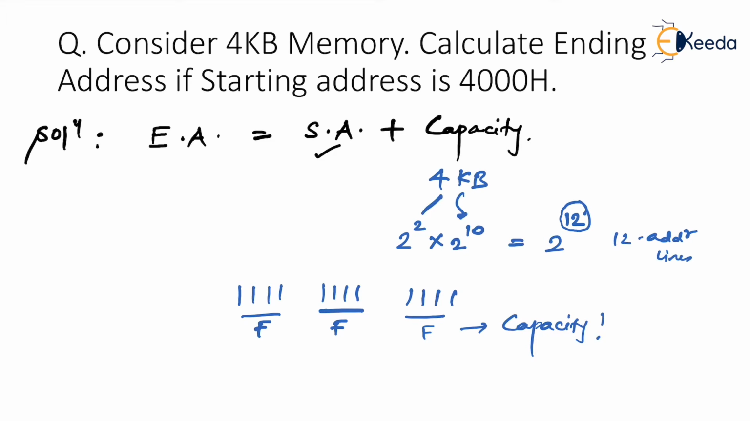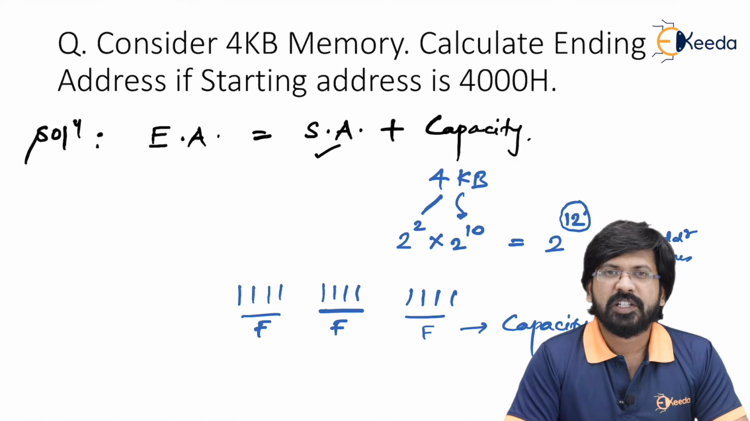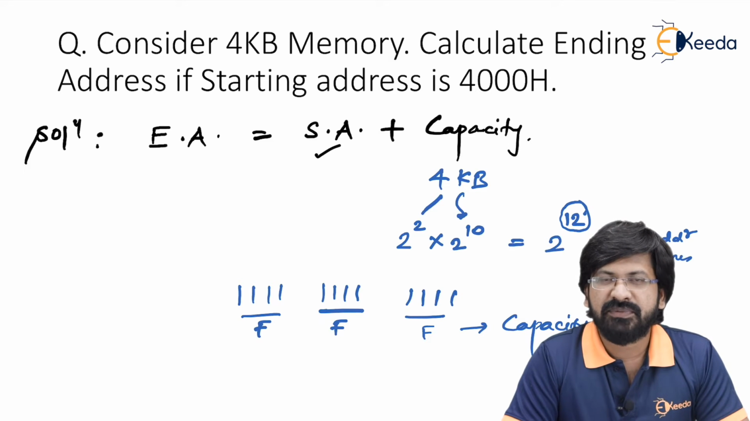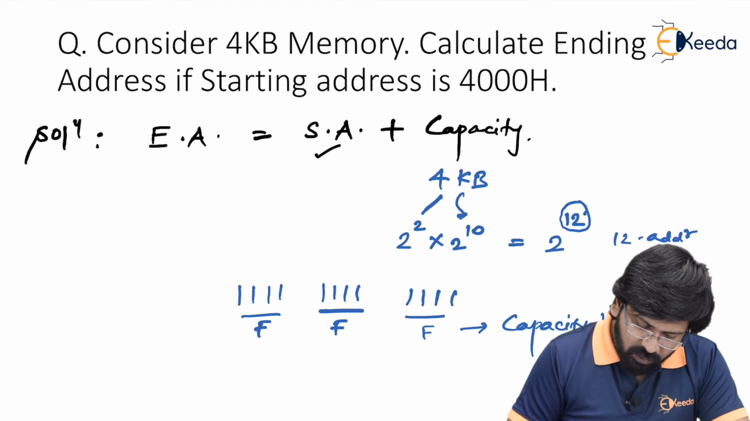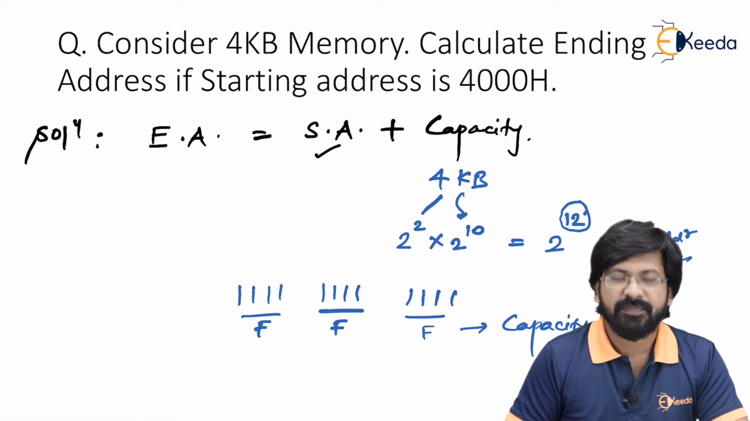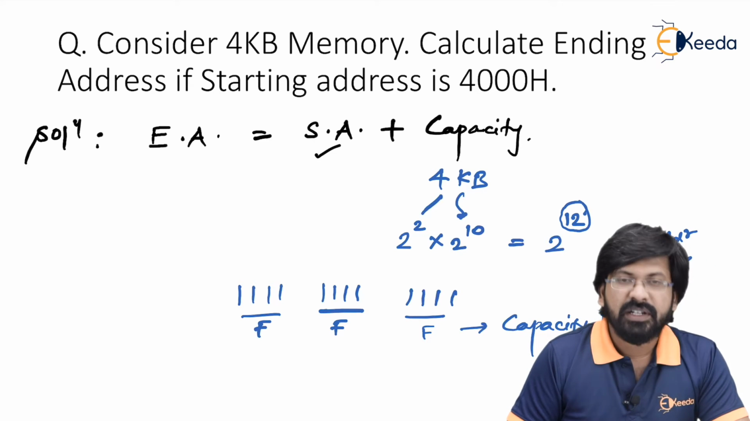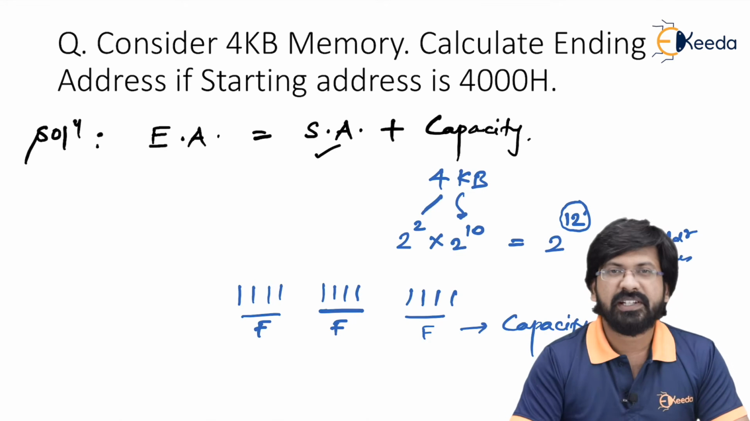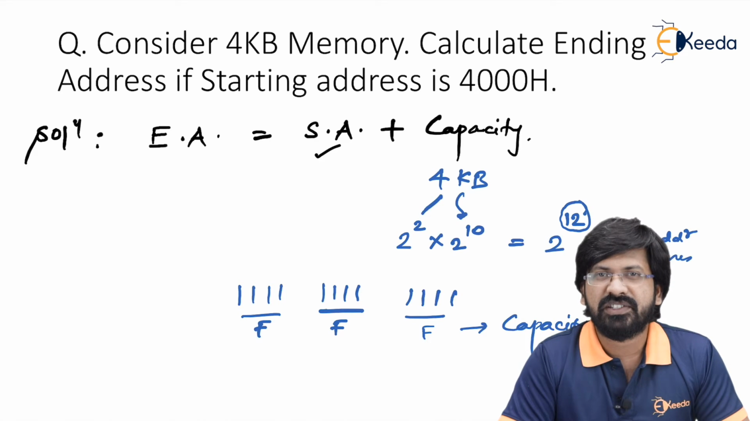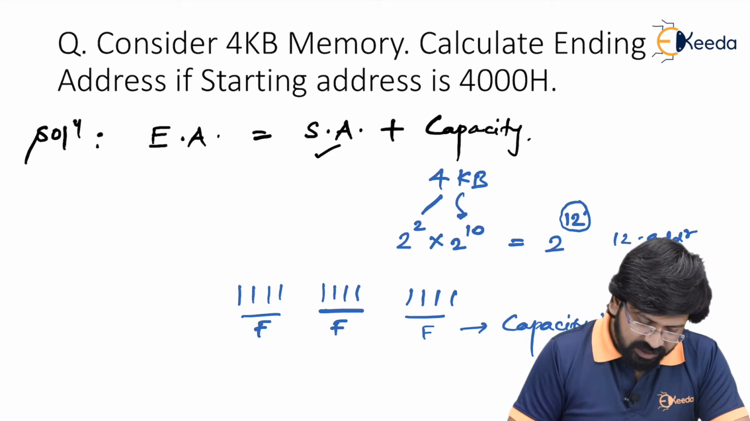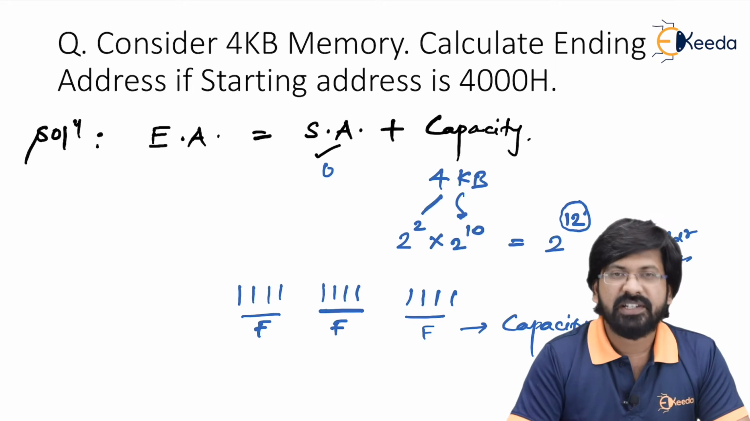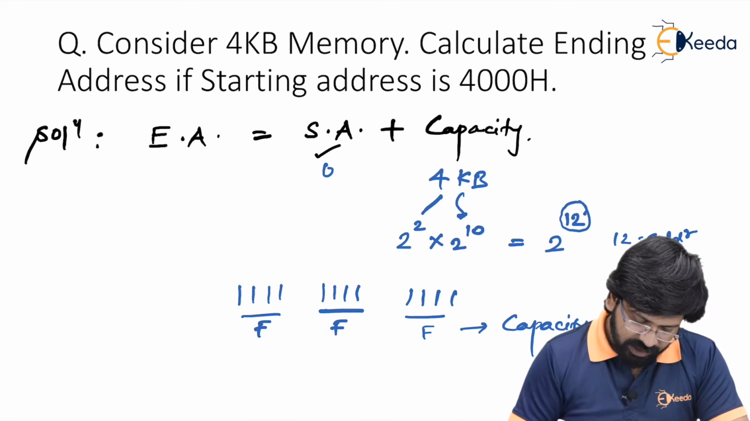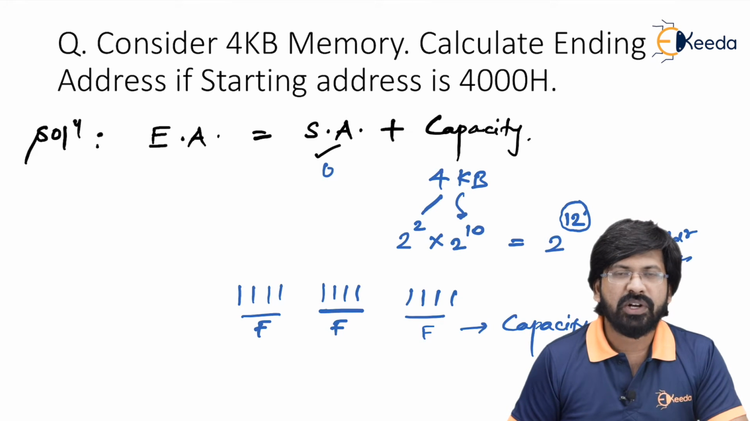I'll repeat what I said. The formula for ending address is always starting address plus capacity. The starting address is given; capacity is not the size of memory. The size of memory is 4 KB. From 4 KB, we have calculated the number of address lines, which is 12. Then the ending address we would write is all ones, am I right? But the same capacity becomes an ending address only if the starting address is 0. Imagine if the starting address was 0 plus capacity, this itself becomes the ending address. But this time it is not the ending address, it is called the capacity. Now this triple F capacity I'll add with the starting address in order to get the ending address.